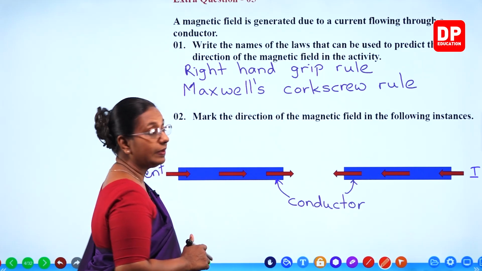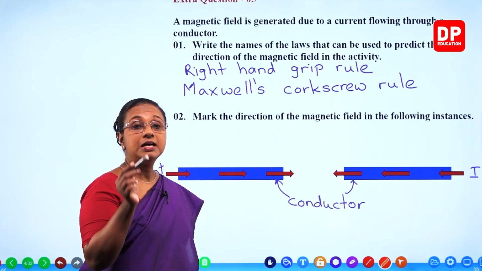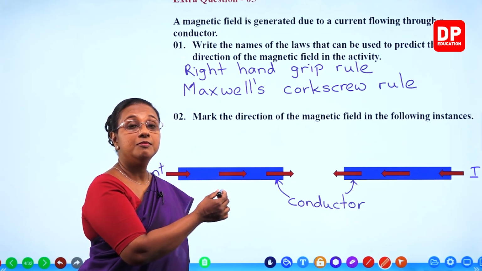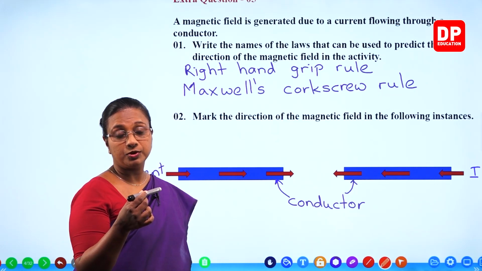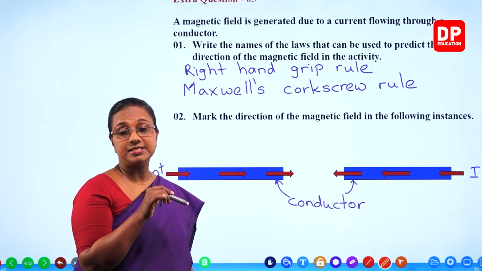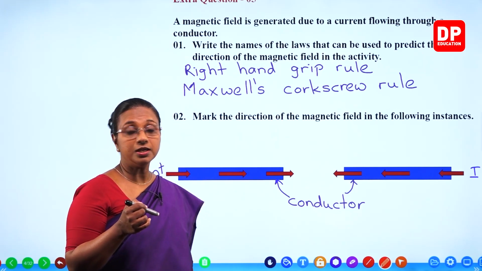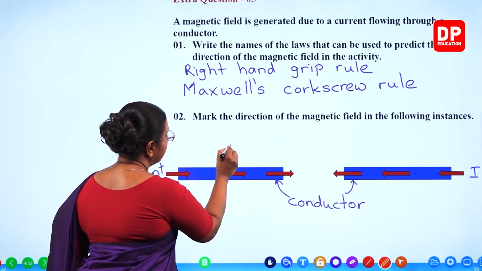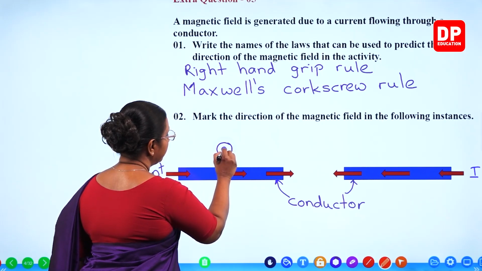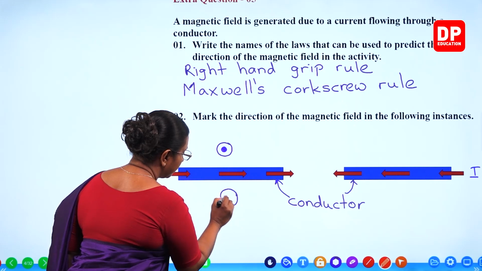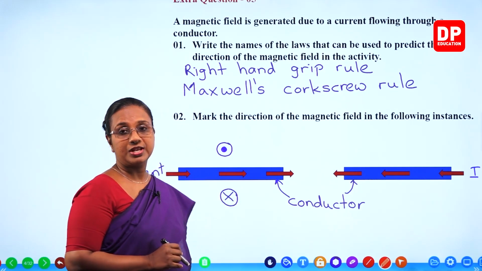So, there how do we mark it? You can remember a circle with a dot inside represents that the field lines are coming out of the board. Circle with a cross inside represents the magnetic field going into the board. So, here on top it is going to be a circle and a dot inside. At the bottom it is going to be crossed like that.